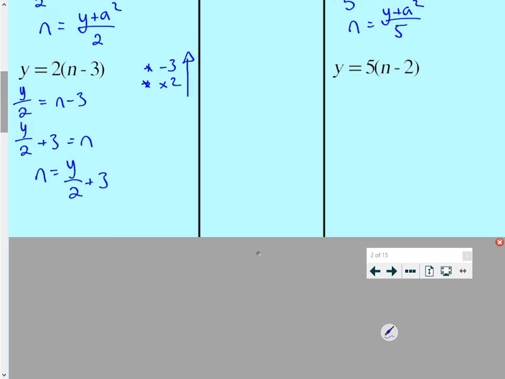One for you to try. Please, again, make sure, pause the video, take as long as you need, then press play to see how you get on. So here I would take away 2 first, then I'd times by 5. So let's work backwards through it. I'm going to divide by 5 onto both sides.